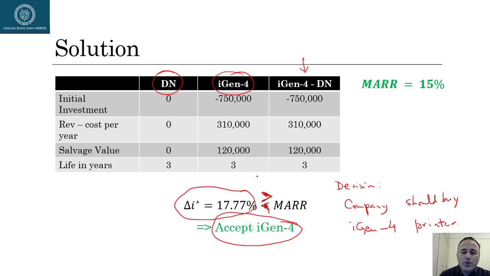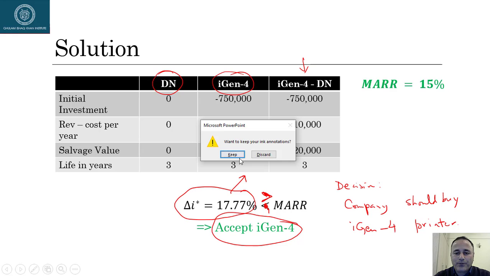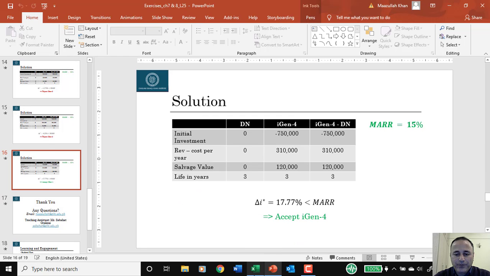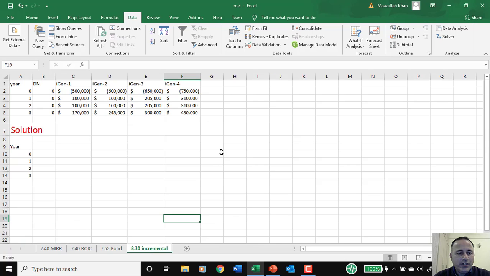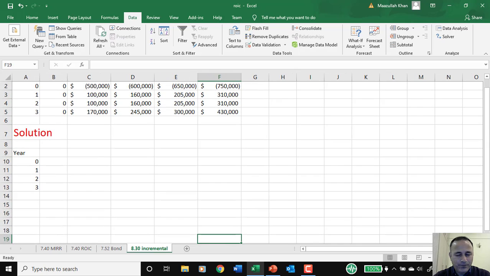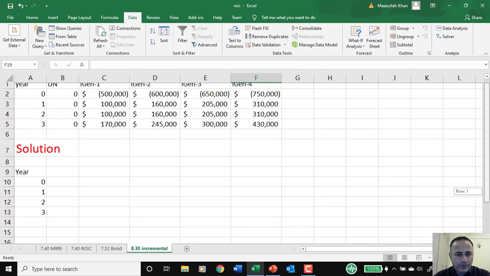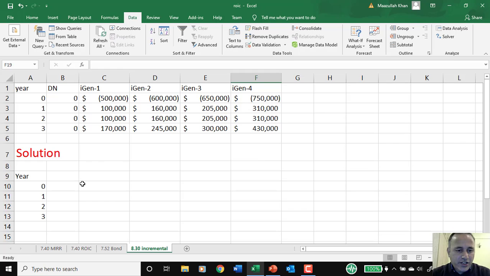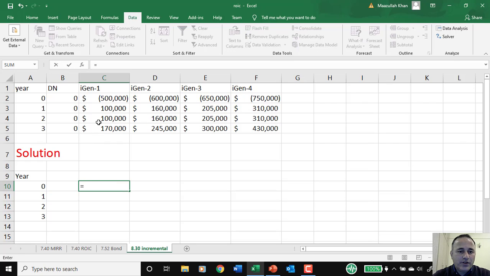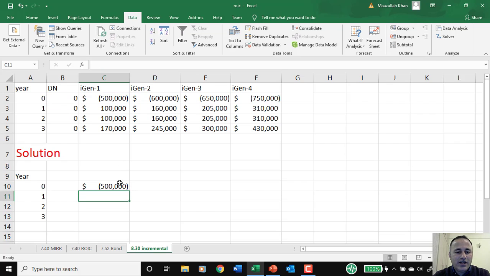Now how do we calculate these numbers, the IRRs? Straightforward. Let's go back. So let's calculate incremental cash flows. Let me enlarge it a little bit. Incremental cash flows is equal to this one minus this one, so iGen 1 minus DN. This is actually for iGen 1.